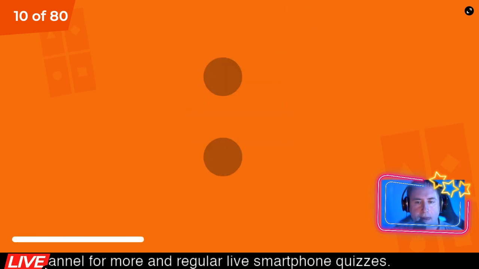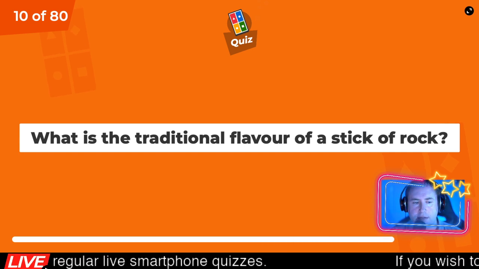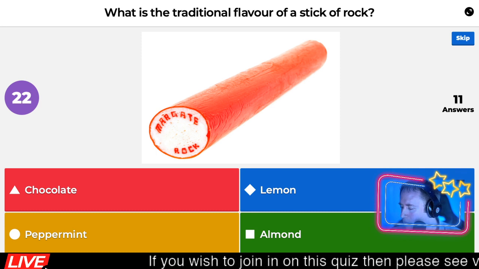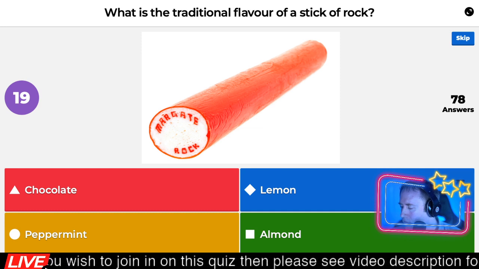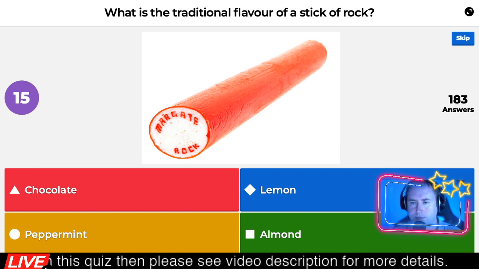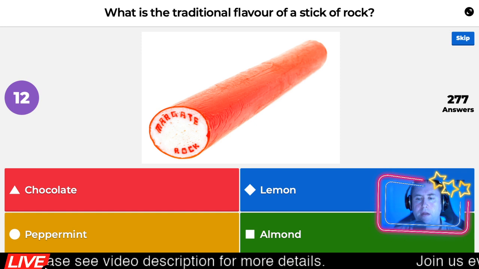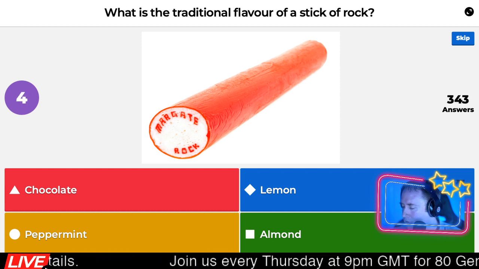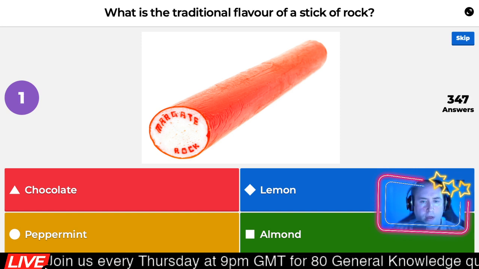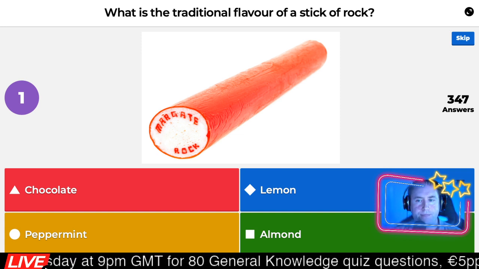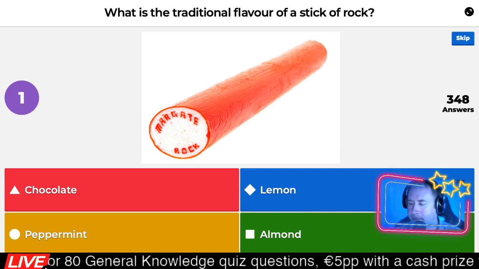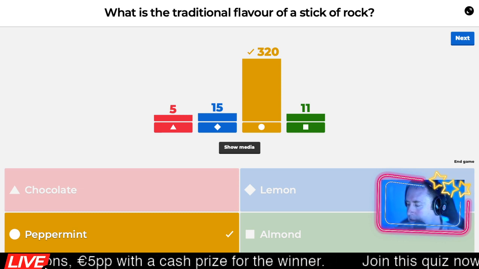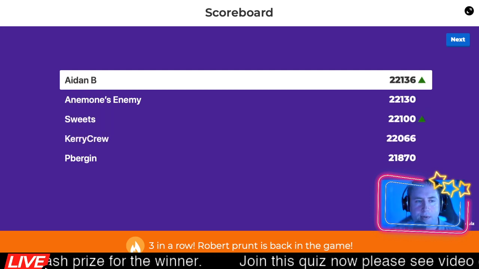Multiple choice, we're back to question 10 here. What is the traditional flavor of a stick of rock? Chocolate, lemon, peppermint, almond. And 20 correct answers with peppermint. Okay. So, A and B, first place. Here's question 11, multiple choice.